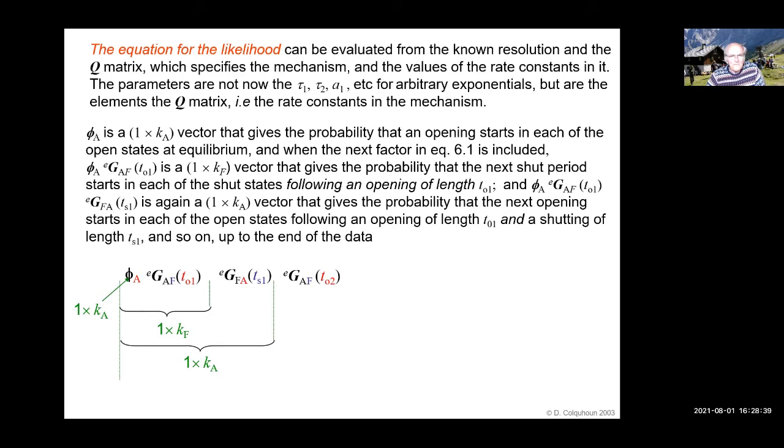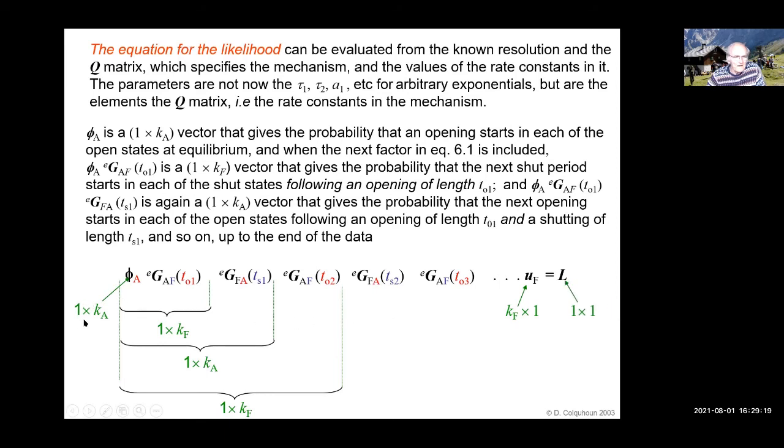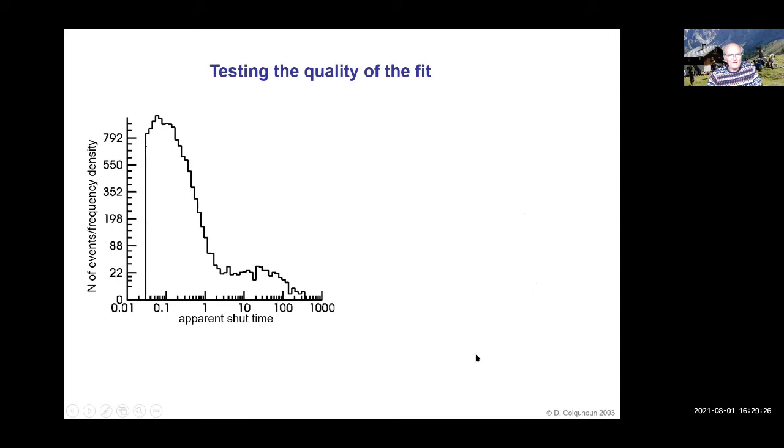Then for open time 2, we multiply by GAF of O2. And this bit is a 1 by Ka vector, which gives you the initial vector for the second open time. And so on. We go through all the open times and shut times. And at the end, we sum up over the shut states. This is a unit vector of ones, which has the effect of adding up over the shut states. And the result of this enormous calculation is a 1 by 1 matrix. In other words, it's a scalar number, it's the likelihood.